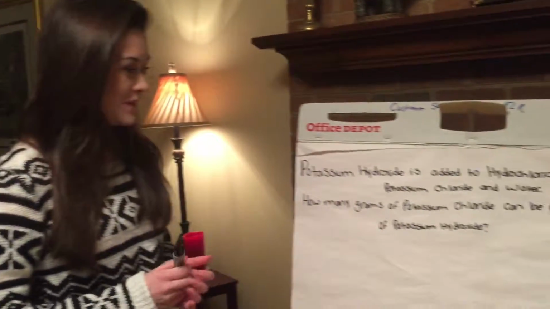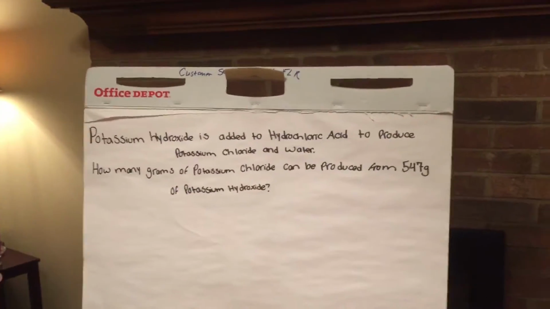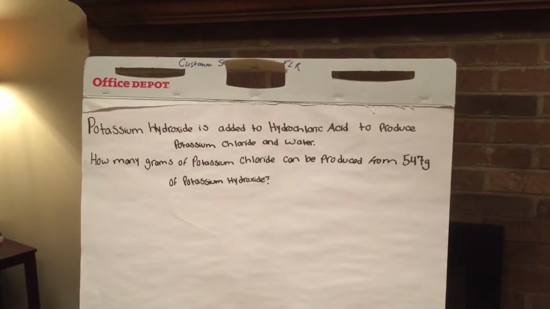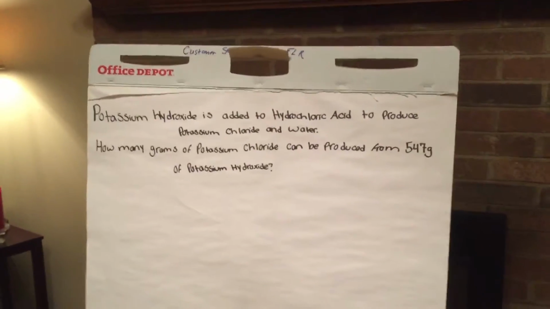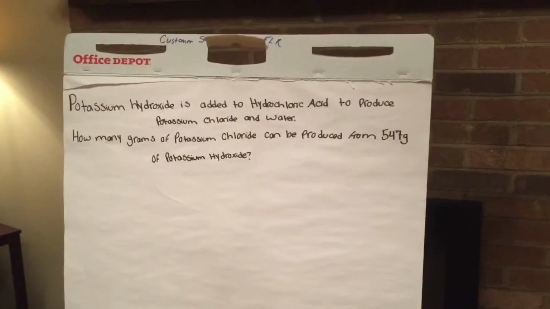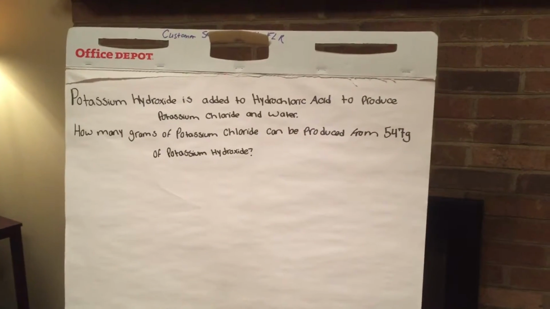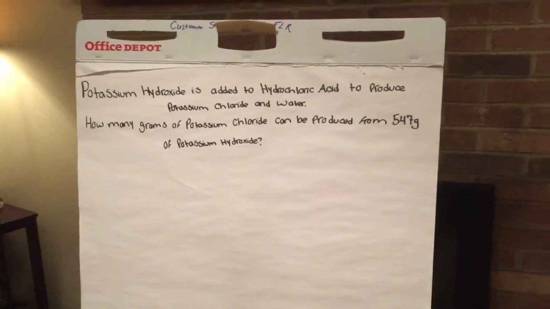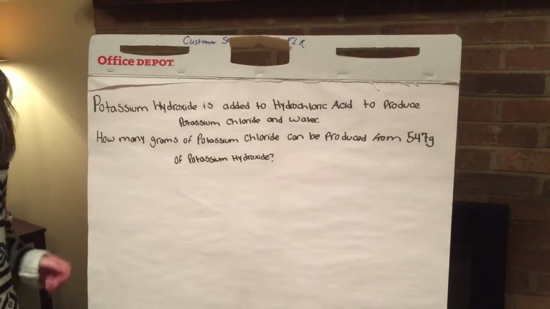Okay, so my name is Gracie Morrison, and tonight we're going to be solving a stoichiometry problem. Our problem says potassium hydroxide is added to hydrochloric acid to produce potassium chloride and water. How many grams of potassium chloride can be produced from 547 grams of potassium hydroxide? So we must start off with our skeleton equation.